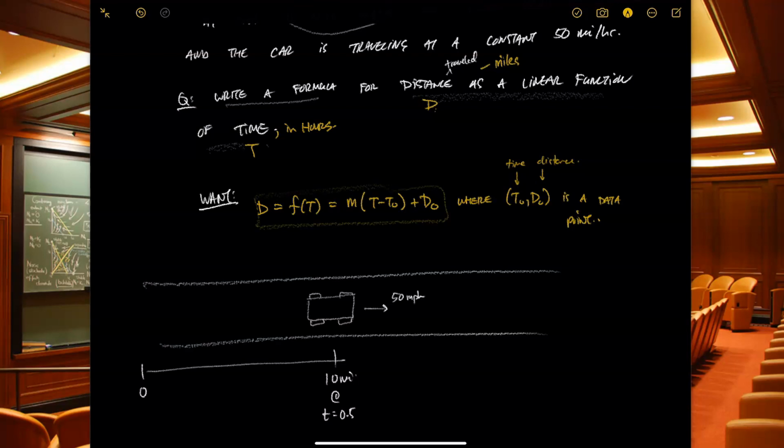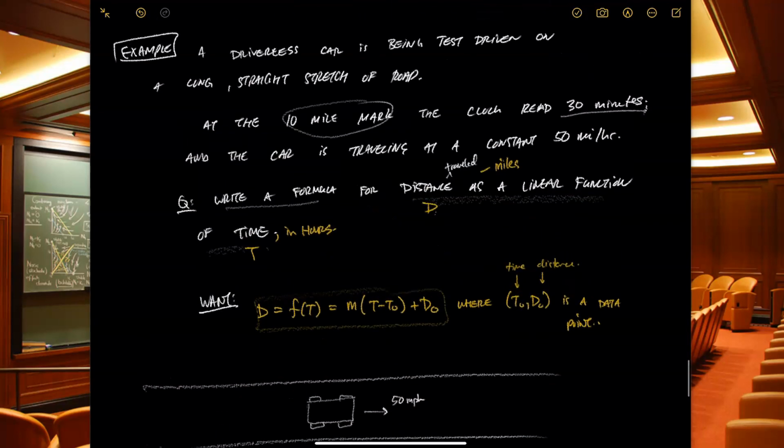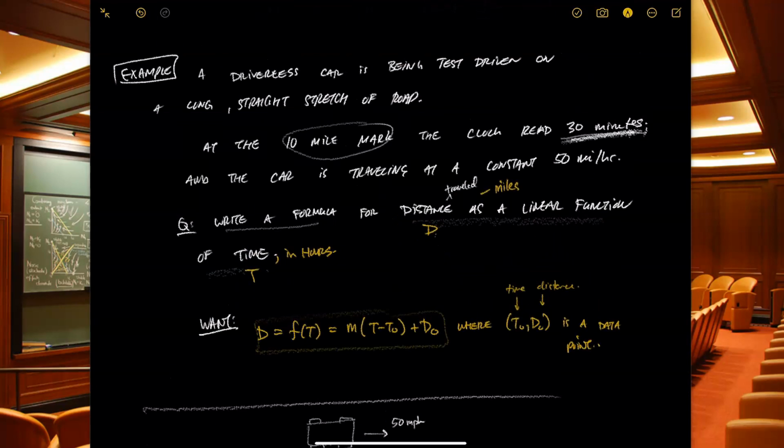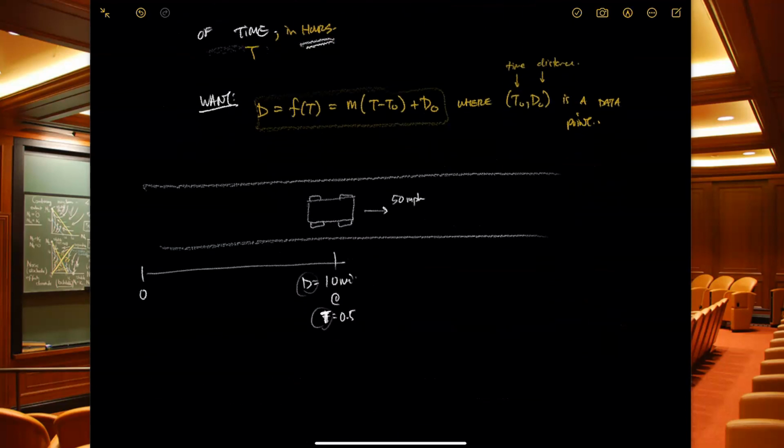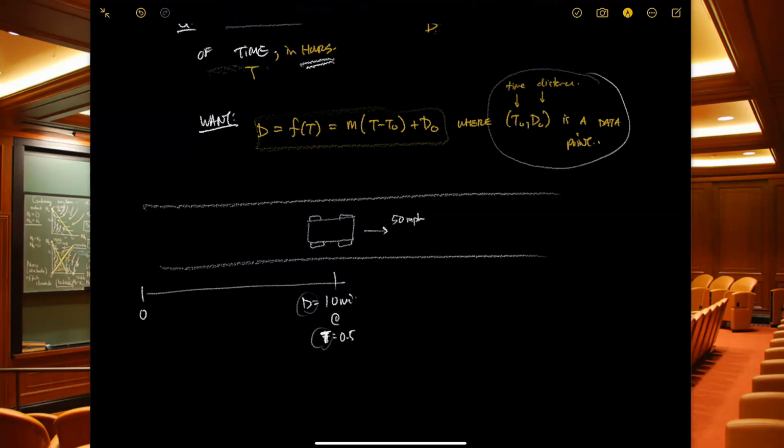t equals 0.5. So d equals 10 miles at t equals 0.5. Notice how I'm getting my variables into the mix here. Why did I use 0.5 instead of 30? How many minutes are in an hour? 0.5 hours, since we're in hours for time. So I know that t equals 0.5 corresponds with d equals 10. That is one of the things I'm looking for, a pair, t naught, d naught. So that is definitely my t naught, d naught pair.